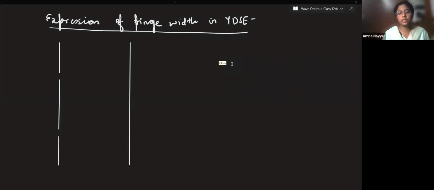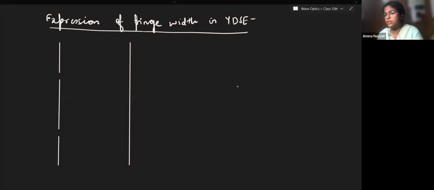All right, class. So let's complete interference today. In interference, you have one topic left: the expression of fringe widths, the separation of the central bright fringe from the upcoming bright fringe. That we have to complete in today's class. So we'll start with the expression of fringe width.